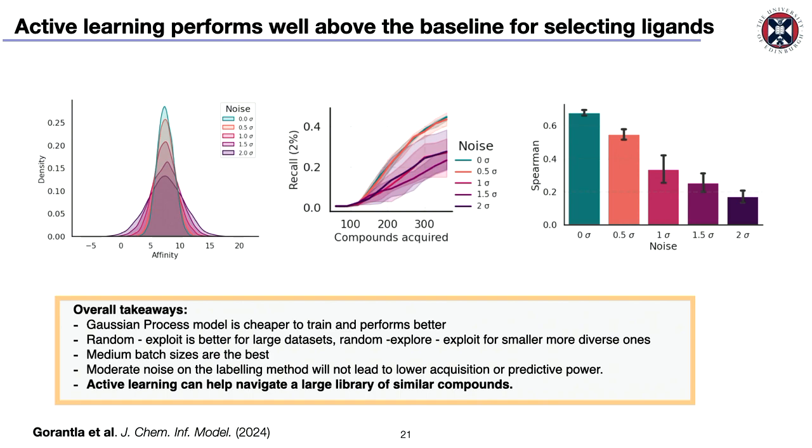So what we found is that Gaussian processes, because they're easier to train and less data hungry, are quite easy to work with, and as good predictors as other models. Random exploit is better for large data sets, whereas explore-exploit for small data sets gives you a better recall. In general, keep batch sizes to a medium because you want to be able to parallelize your alchemical free energy calculations. So yeah, that's the main take-homes from here.